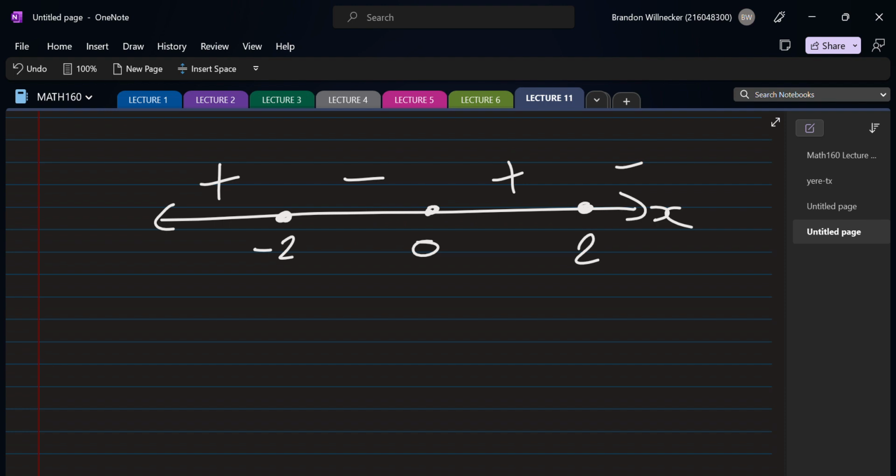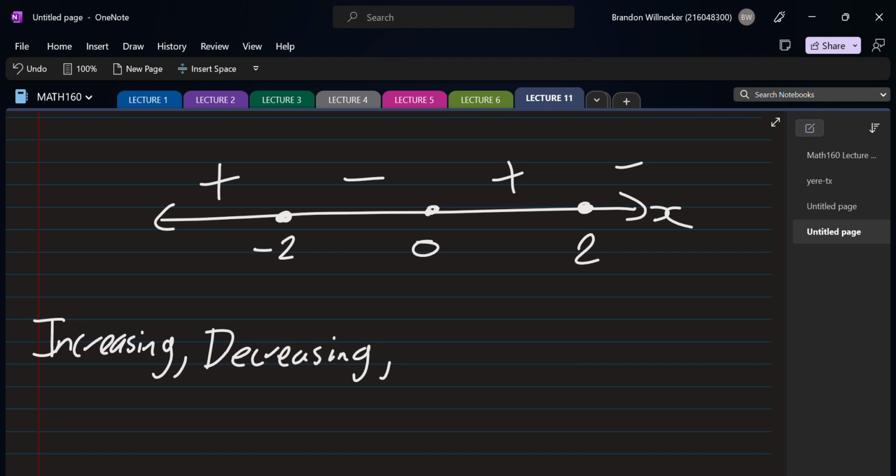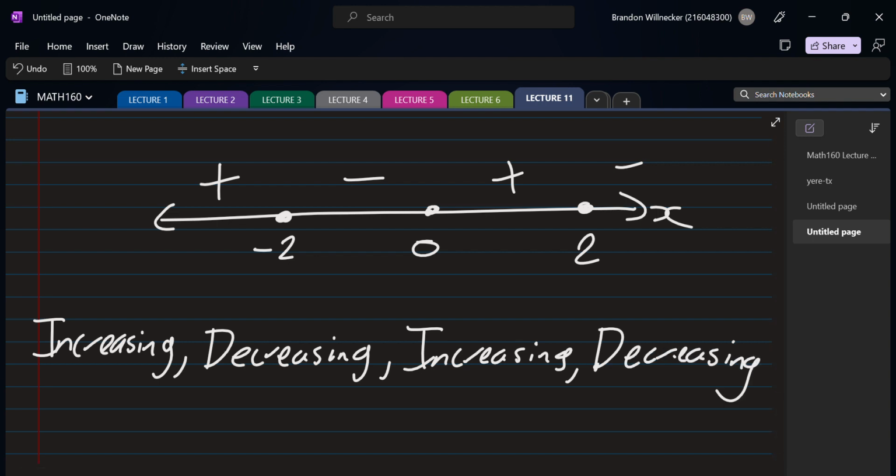So for the first one, it's increasing. Okay, so maybe it's good to write that down so we see what to do. Then it's decreasing. Then it's increasing. And finally, it's decreasing. So that will help us with our sketching. We know, should we go up or should we go down?